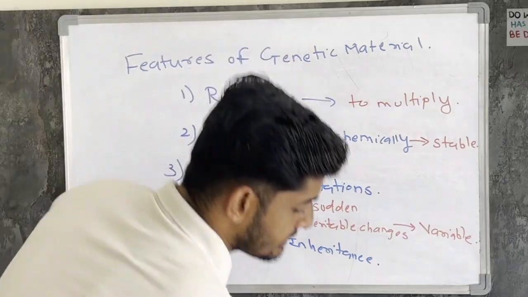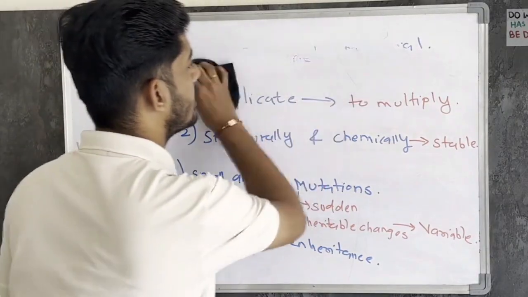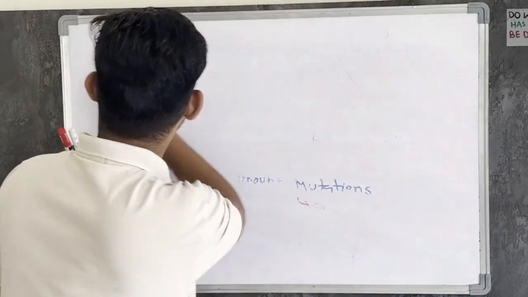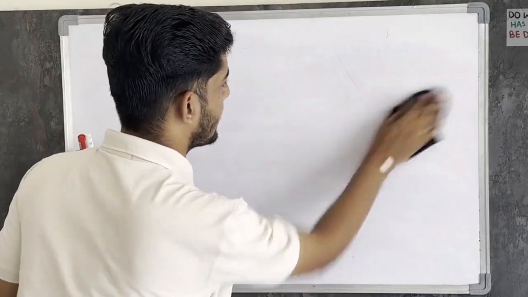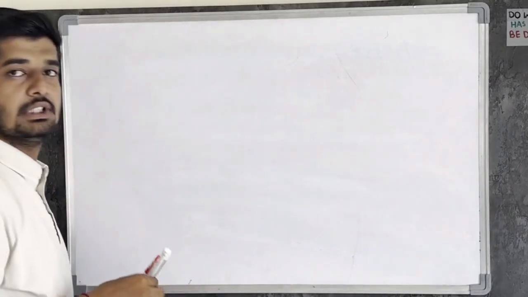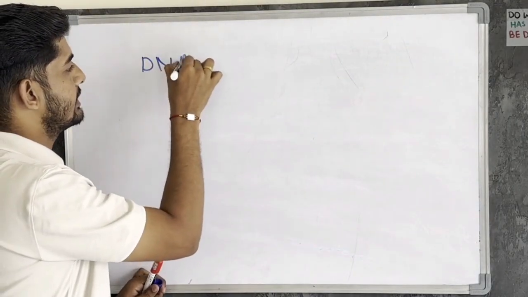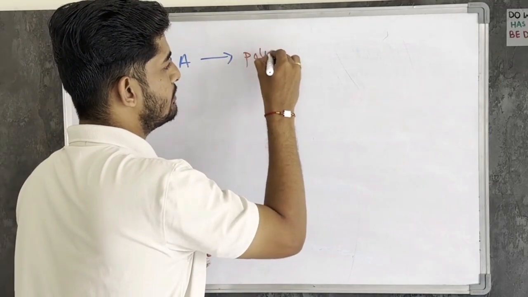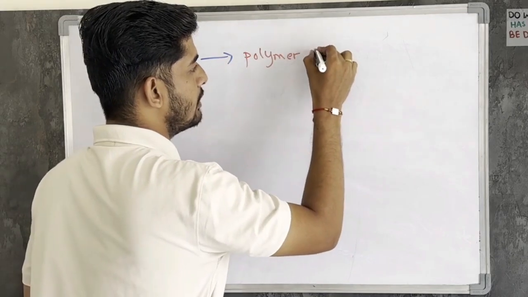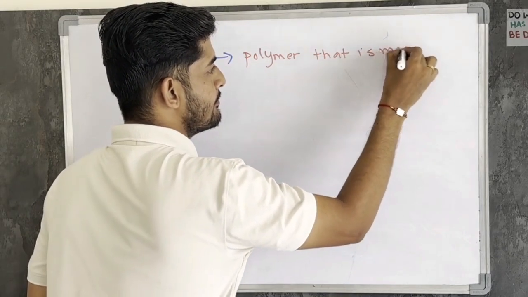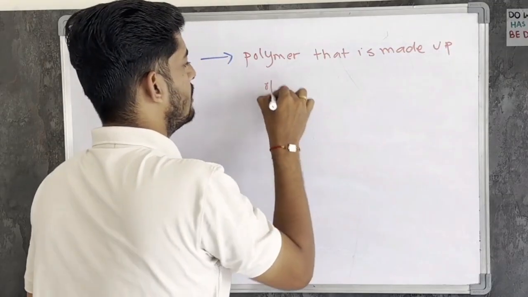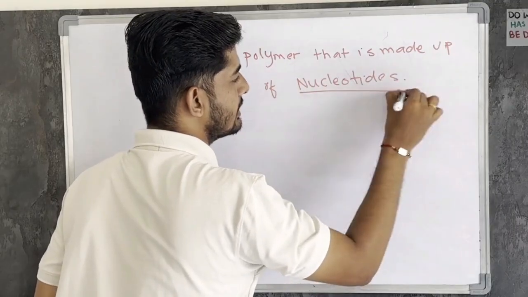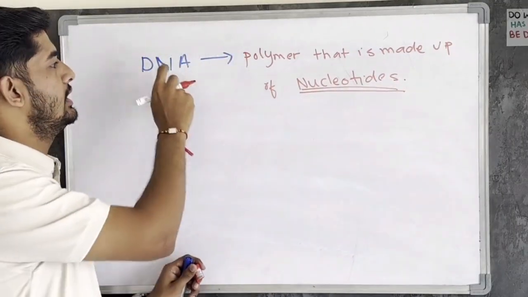Now, after the features, we will move forward to the components of the DNA. DNA is a polymer that is made up of nucleotides. These nucleotides are the basic units of the DNA.